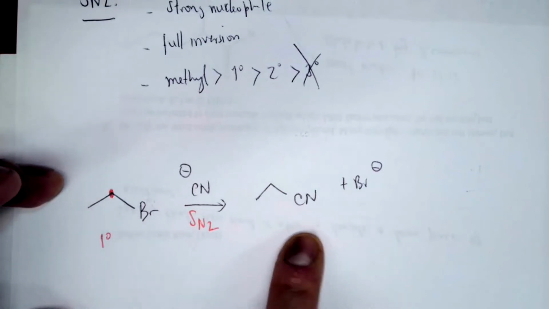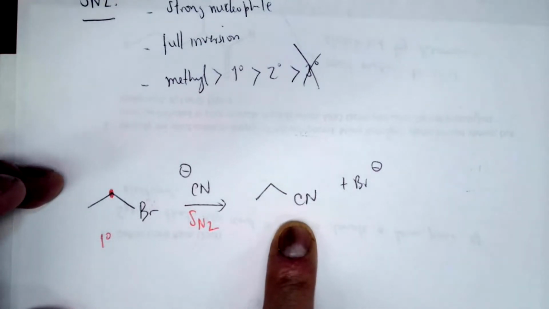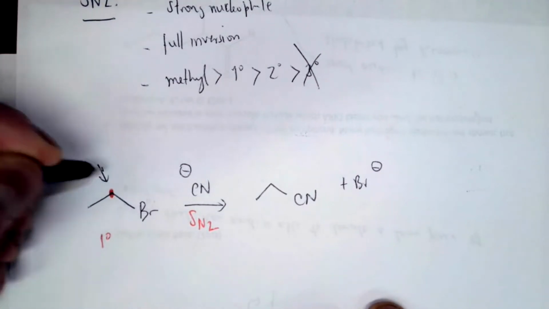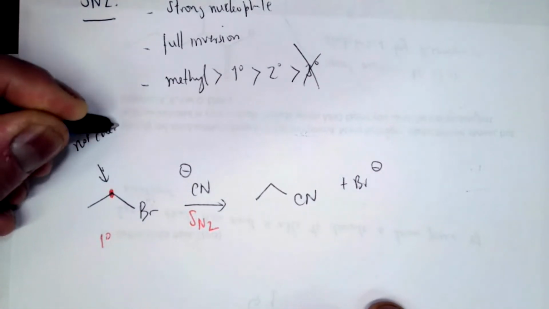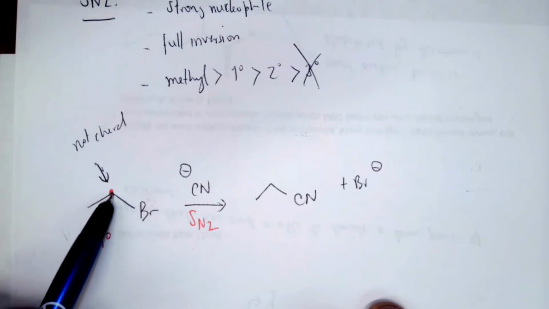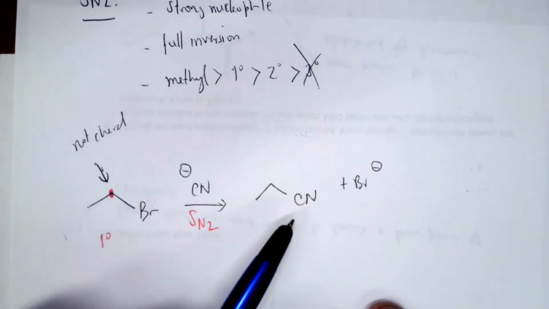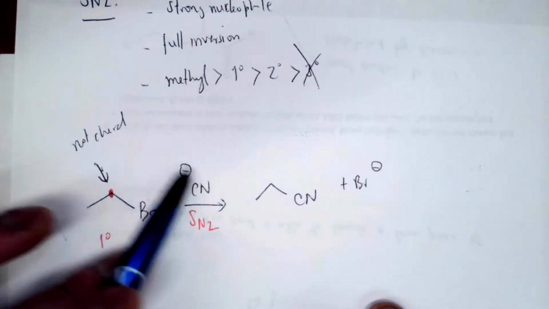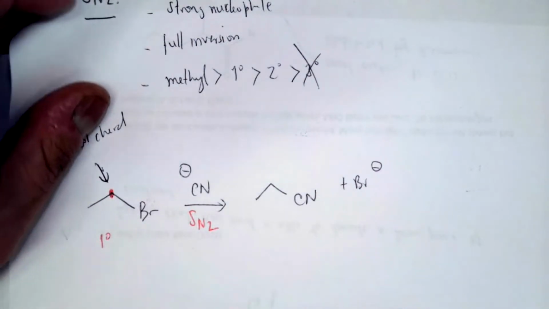Do I have to be worried about the stereochemistry here? Full inversion, full retention, full inversion, sorry. No, why? Because this carbon is not chiral. Is there something chiral somewhere else here? No, it's this carbon. My alpha carbon should be chiral for me to be worried about the stereochemistry. If not, don't even bother. So bromine out, CN in. That's all you guys have to do.